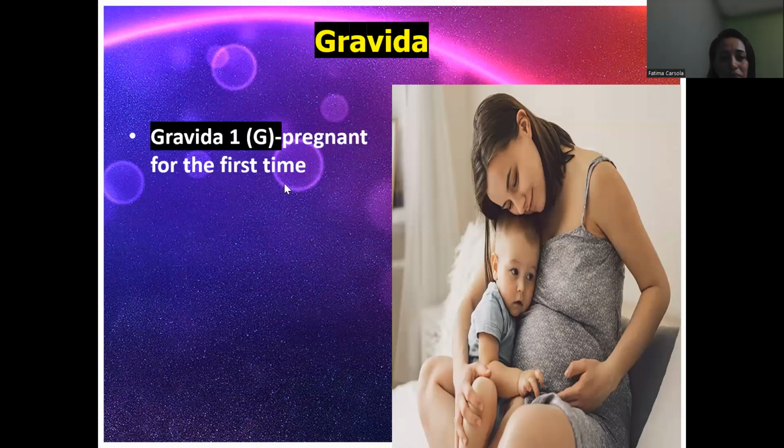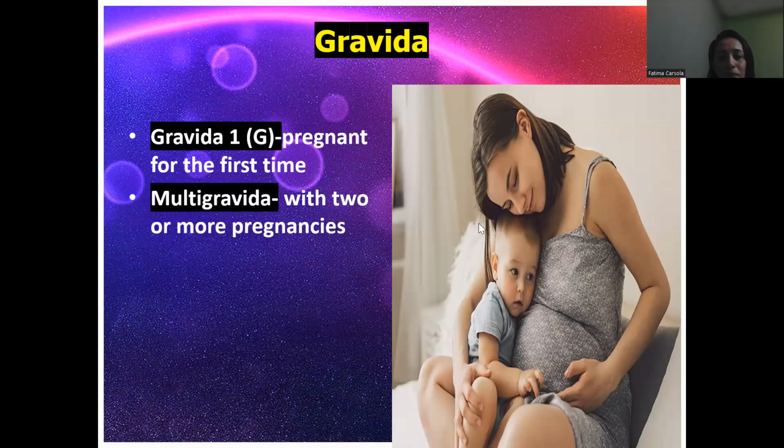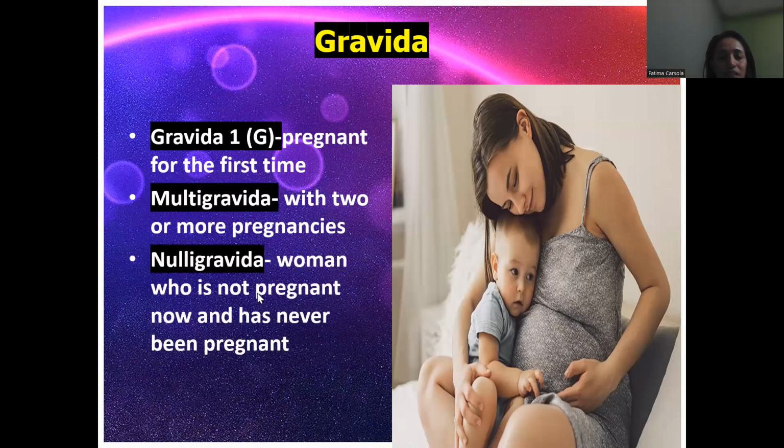So we have here the gravida. Gravida 1 means pregnant for the first time. Multigravida, letter M, stands for multiple pregnancies, 2 or more pregnancies. When we say nullgravida, it is a woman who is not pregnant now and has never been pregnant. She's not pregnant now and she has never been pregnant.